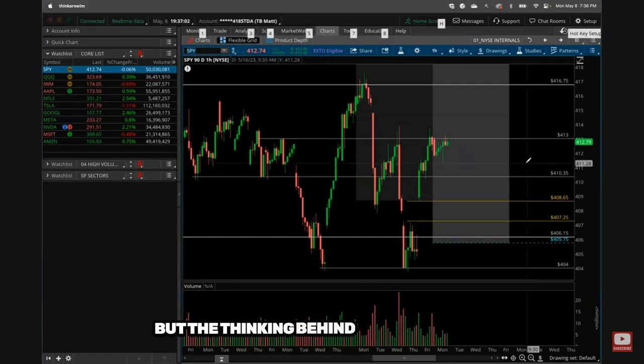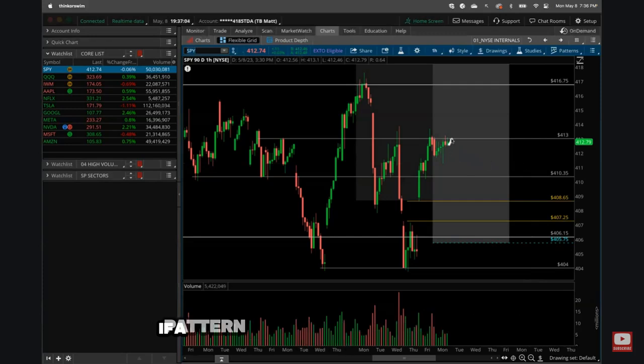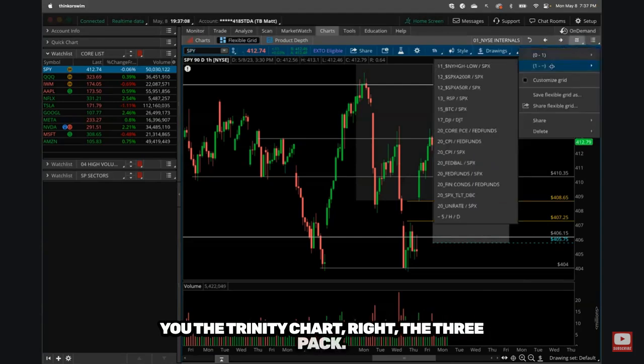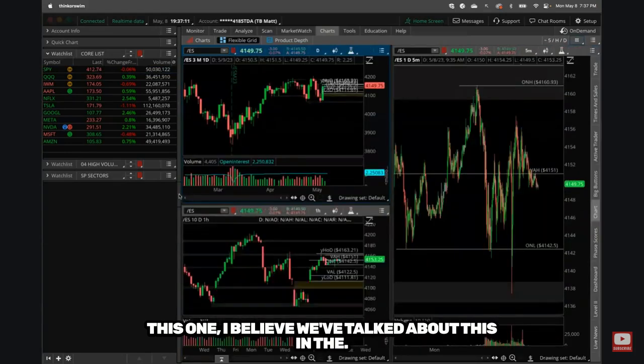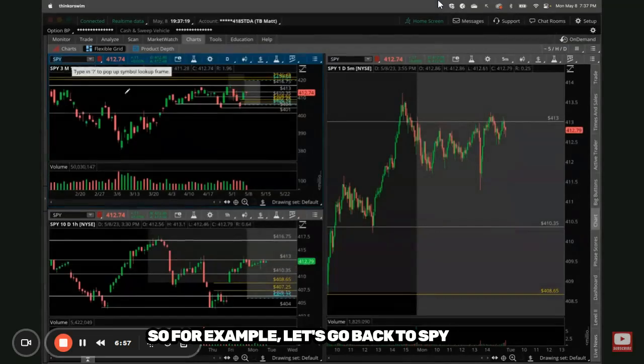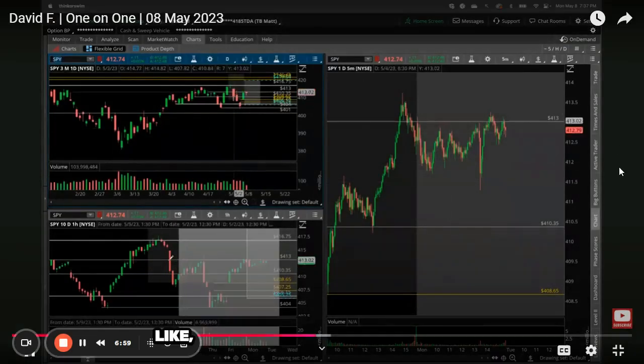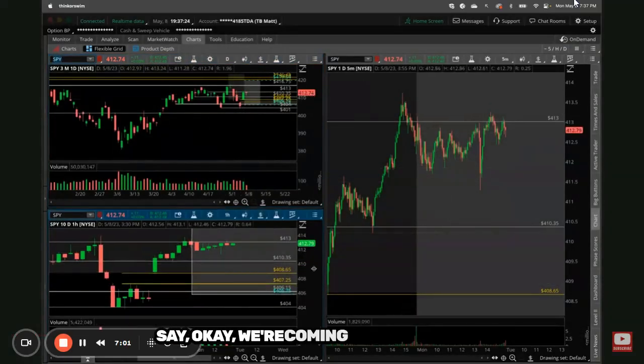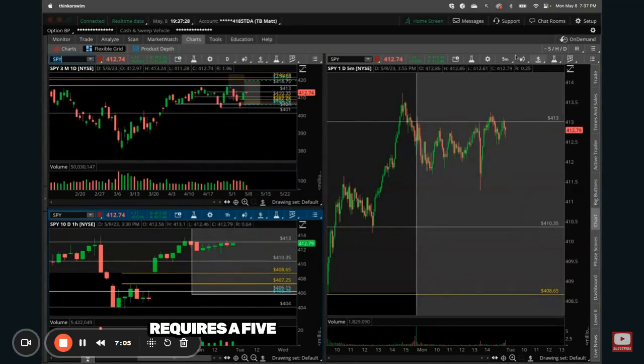But the thinking behind this is that if a pattern unfolds here, let's say I've shown you the Trinity chart, right? The 3-pack, this one. I believe we've talked about this, you showed me that. Yeah, in some of the other calls. So for example, let's go back to SPY here. I'm always looking at the hourly to say, okay, we're coming into an area, and then it just requires a 5-minute indication around that zone.